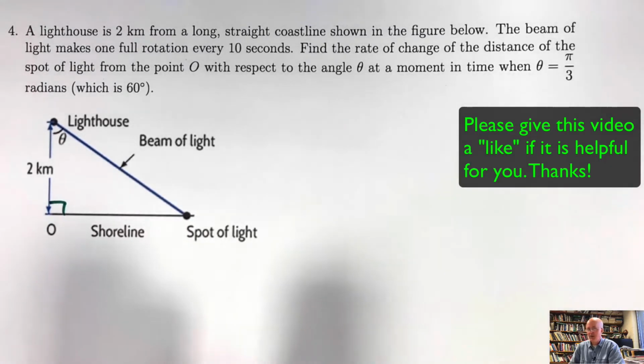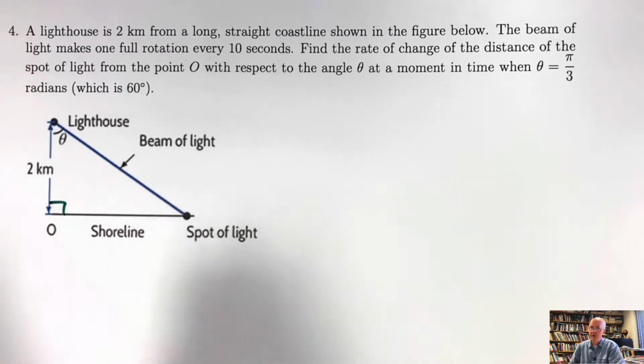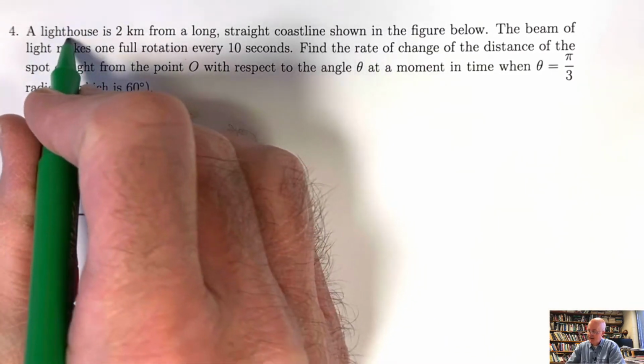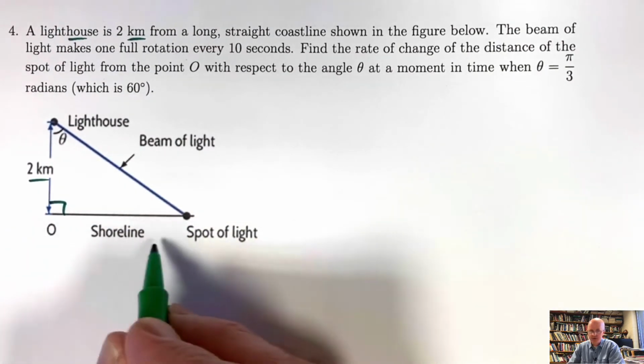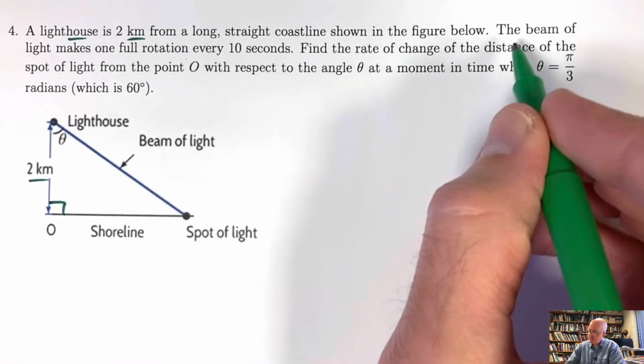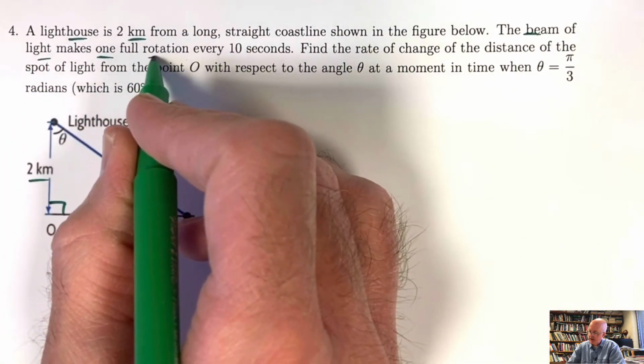Doing what we're asked for is pretty straightforward, although trig functions are going to be involved now. But thinking about the conclusions of what happens here are pretty mind-blowing in this kind of problem. We've got a lighthouse 2 kilometers from a long straight coastline. That's the shore right there. The beam of light makes 1 full rotation every 10 seconds.